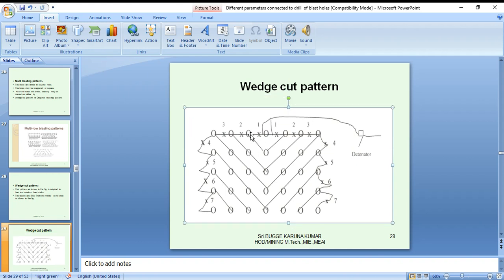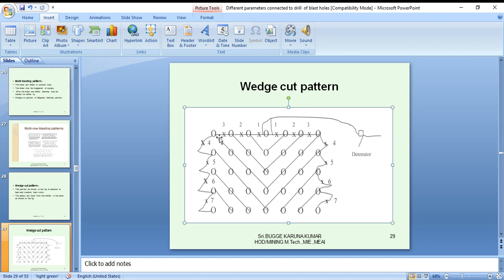Right, so you see here. One is a delay that is maintained here, and another is two, and also three, and also four, and five, and this is five, and this is six. But this is general, and the drill holes are square in nature.